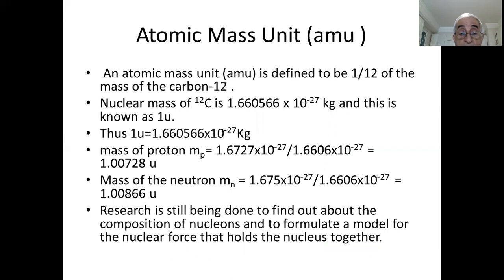The mass of the proton, Mp, is 1.6727 × 10^-27 kilograms divided by the mass of one carbon-12 atom, so the result will be 1.00728 u. The mass of the neutron, Mn, is the mass of the neutron divided by the mass of carbon-12, which comes out to be 1.00866 u. Research is still being done to find out about the composition of nucleons and to formulate a model for the nuclear force that holds the nucleons together.